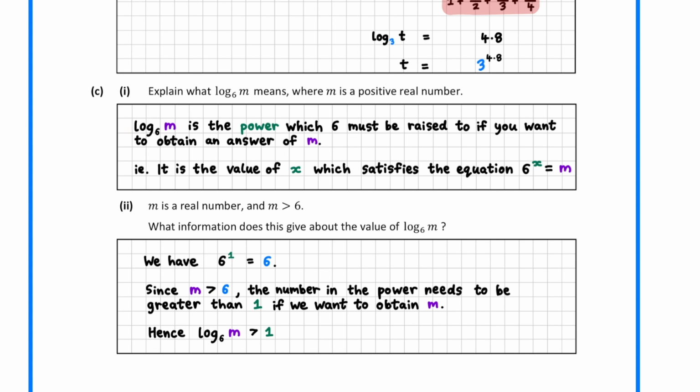In part II, we are told that m is greater than 6 and asked to consider the value of log base 6 of m. Since 6 to the power of 1 is equal to 6, to obtain a value greater than 6, we will need a value greater than 1 in the power. Hence, log base 6 of m must be greater than 1.